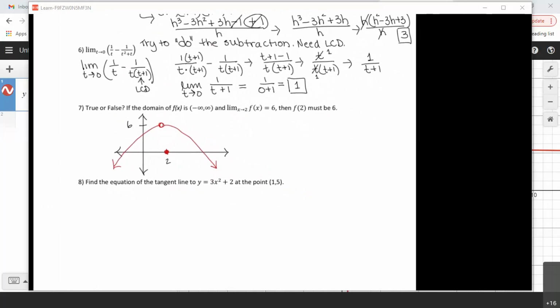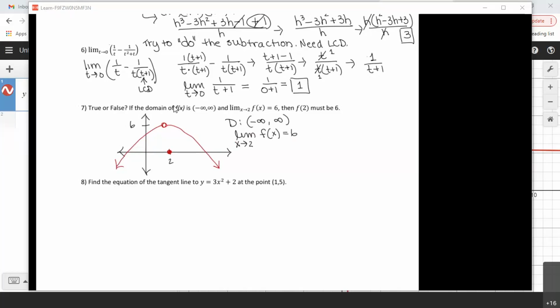What do you think about that graph? Anybody have any feedback here? Here what I have is a domain of negative infinity to positive infinity. The limit as x approaches 2 from either side is 6. As I get close to 2 from this side, I'm approaching y equals 6. As I get close to 2 from the right side, I'm approaching y equals 6. But what's f of 2?